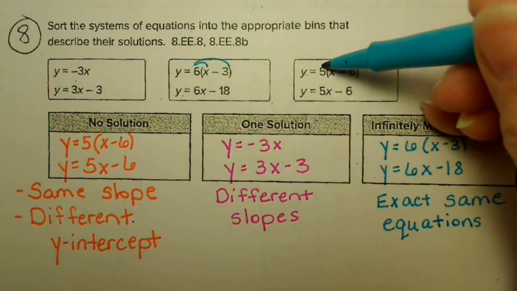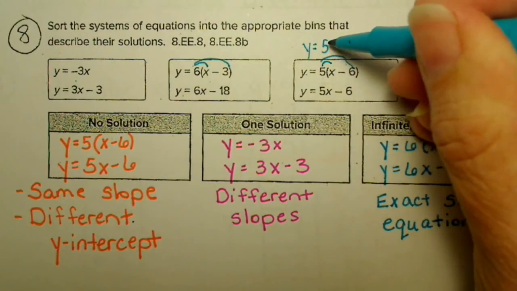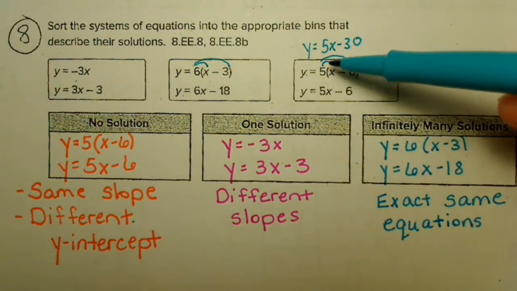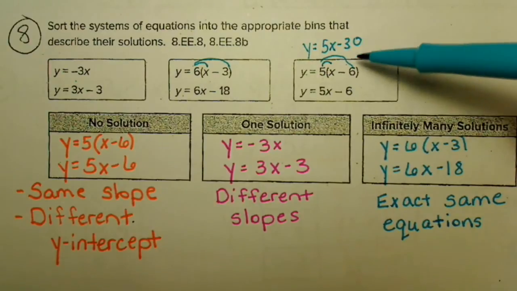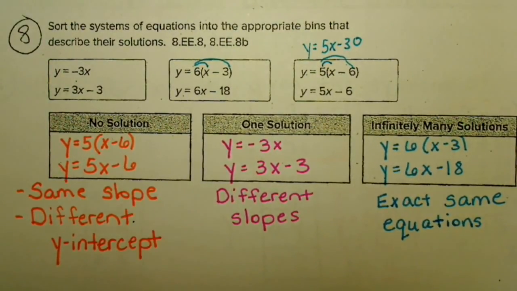And this one, when you do the distributive, you end up with y equals 5x minus 30. So you have the same slope, but you have different y-intercepts. That makes parallel lines, which would be no solution.